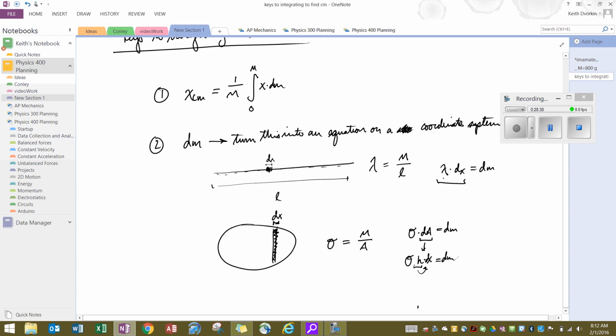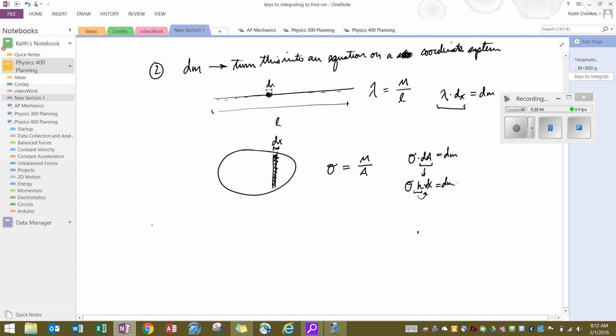Okay, but this is the key here: you have to somehow write out the mass as a function of the location. That's the real heart of these problems. That's the hard thing to do. That's the thing that takes practice. And then you just do the integration, and that integration is the easy bit. That's the part where all of your hard work should pay off.